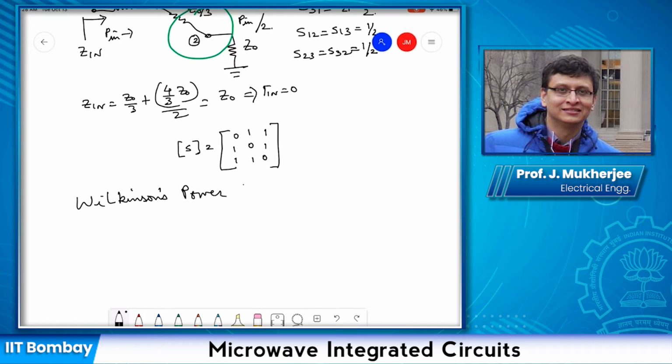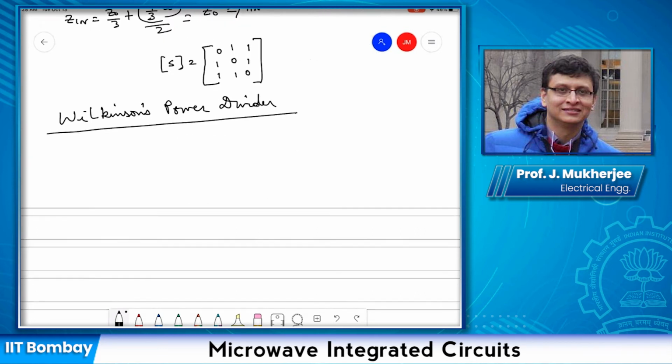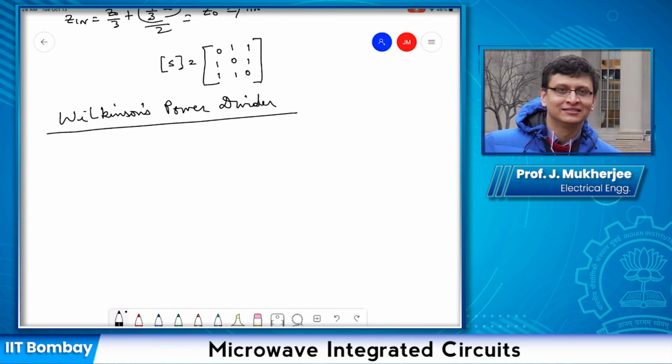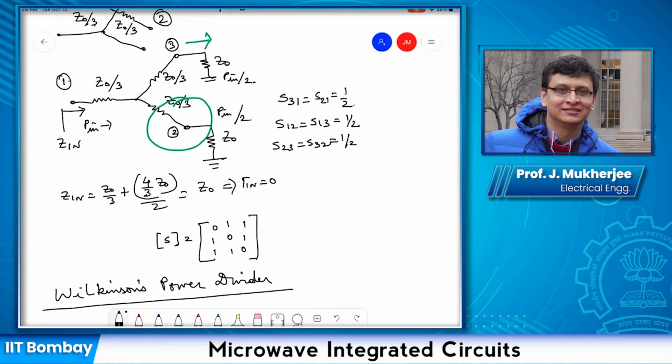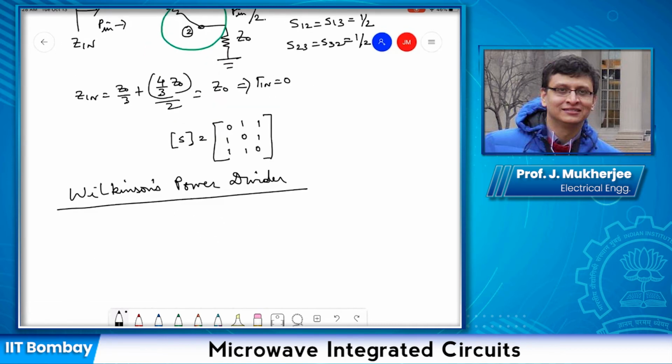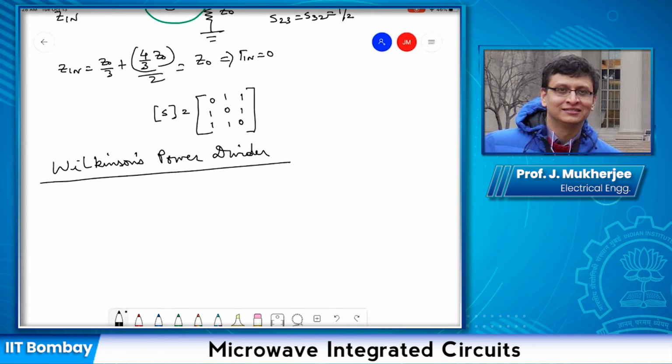So in a Wilkinson's power divider, first of all, the circuit is not as symmetric as in a resistive divider. There are designated input and output ports, whereas for a resistive power divider, there are no designated input and output ports. All the ports are identical and symmetric. But here in a Wilkinson power divider, the power has to be inputted at a specific port and outputted at specific ports. The circuit diagram is like this.